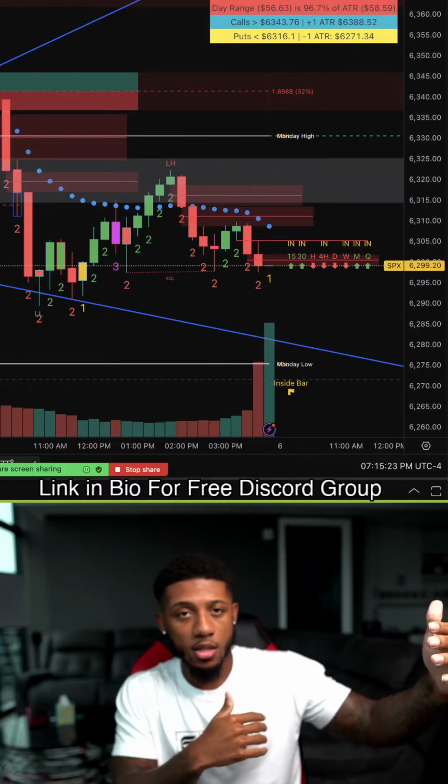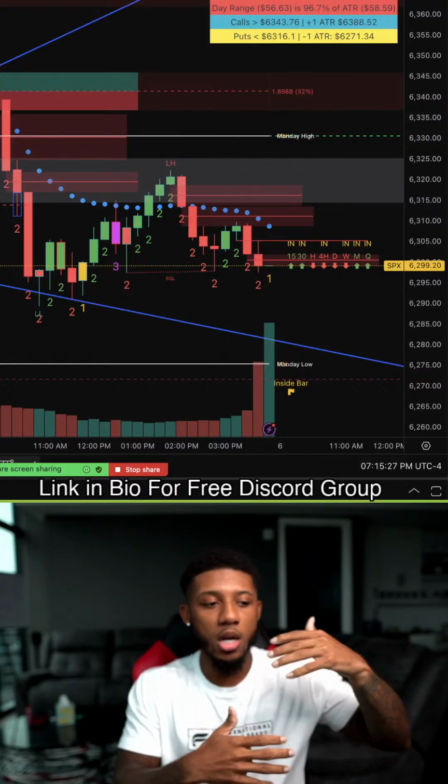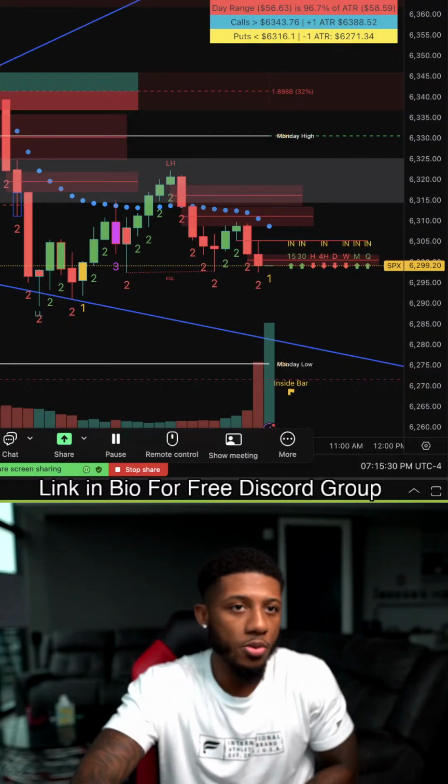It'll use it as a ceiling. It'll use it as a floor. You know, it'll break through it. It'll break above it, so on and so forth, right?